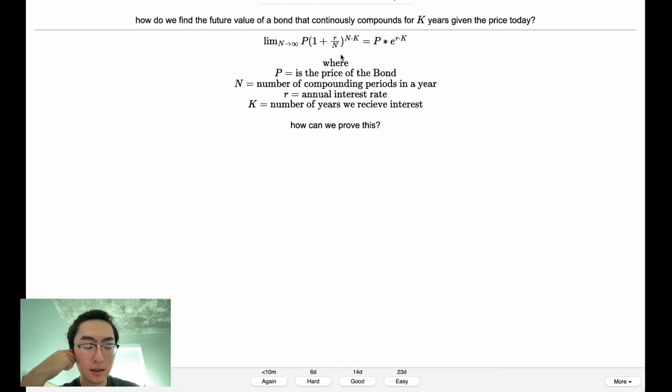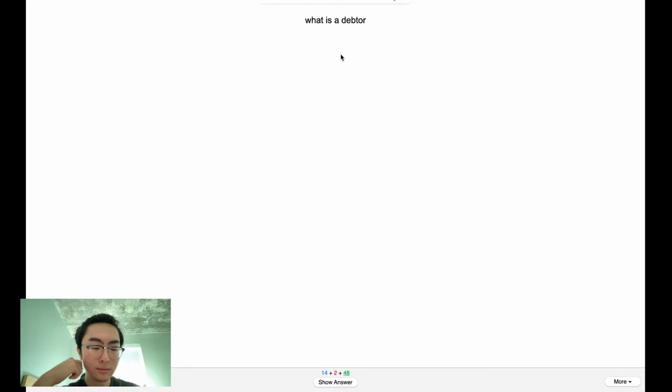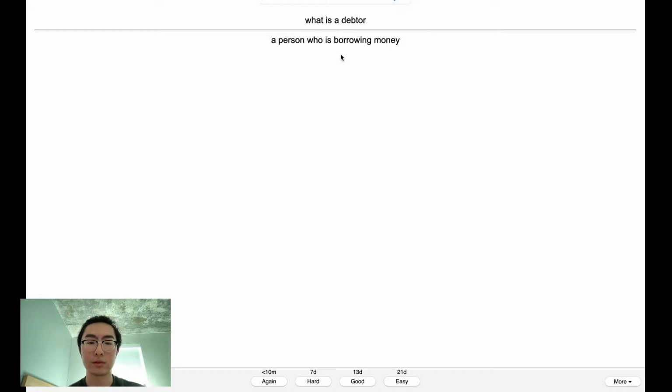I think Euler had some sort of experiment, right? Where he did try to... okay. What is a debtor? Person who owes money. Person who's borrowing money, okay.